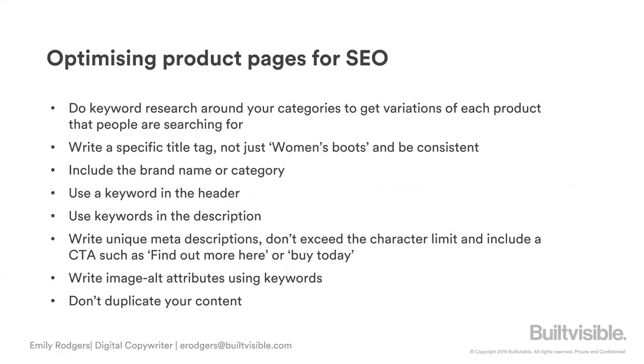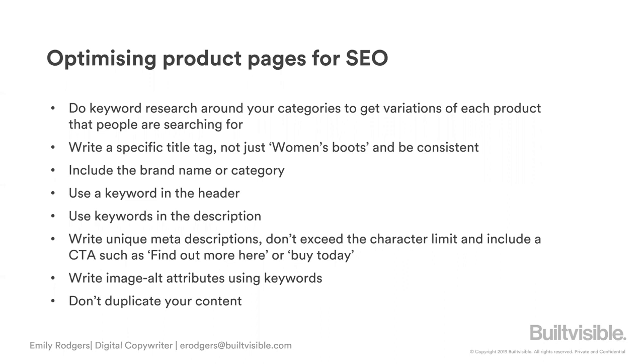Okay, so optimizing product pages for SEO. I'm just going to run through these quickly. So if you're writing product descriptions or product pages, you'll probably need to be using SEO best practice. So do some keyword research, first of all, around the categories that you're selling products in, and get some keyword variations of each product that people are searching for.